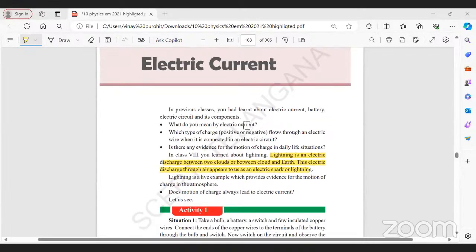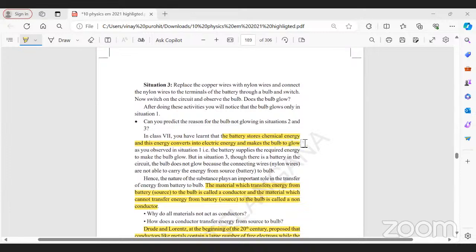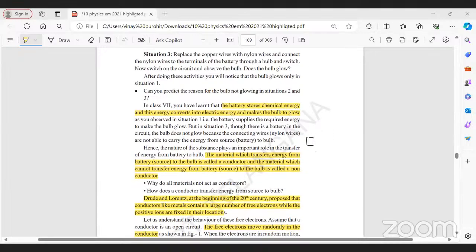Before we enter into the concept of electric current, we already learned about lightning. Lightning is an electric discharge between two clouds or between cloud and earth. This electric discharge through air appears to us as an electric spark or lightning. The battery stores chemical energy, and this energy converts into electrical energy and makes the bulb glow. Normally we use a battery, which stores chemical energy and converts it into electrical energy and then makes the bulb glow.